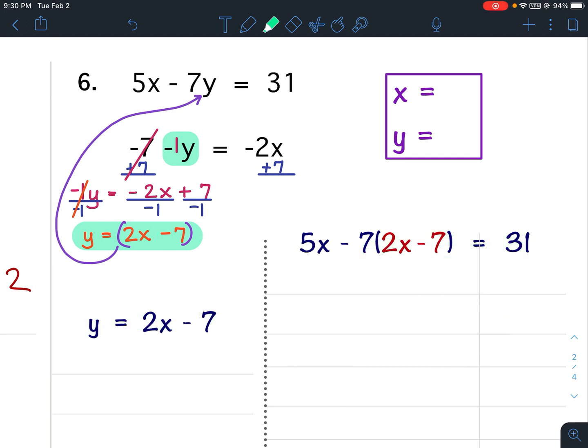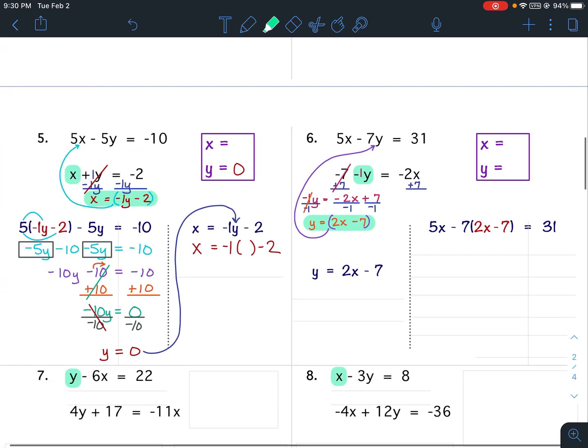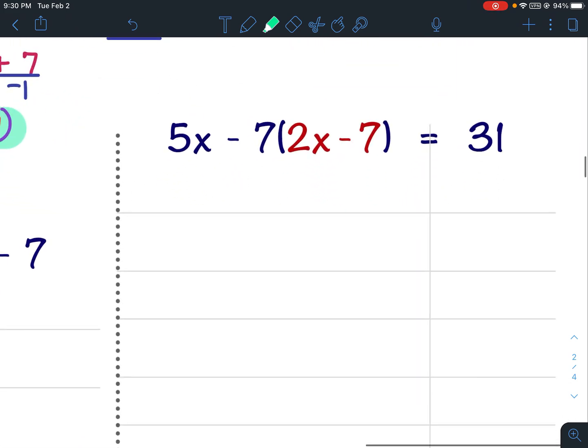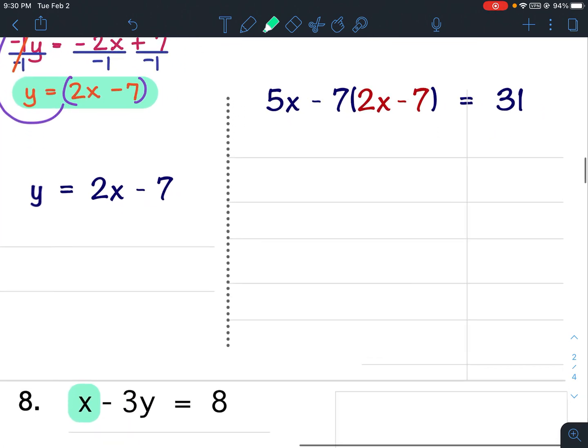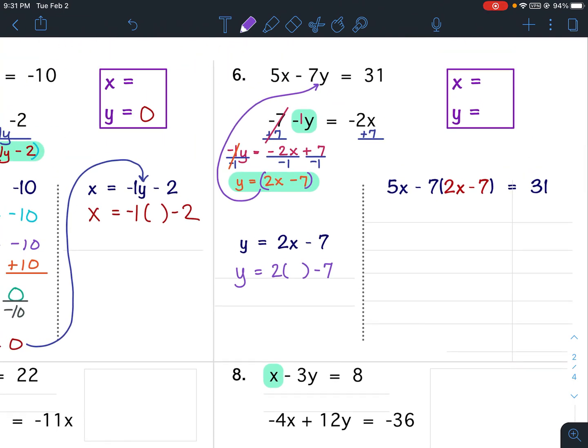So again, this one you are completely on your own, but all the steps are the same. Do the distributive property, combine like terms, variable terms to one side, constant terms to the other side, and then divide to figure out what x will be. And once you know what x is, you'll substitute it in for this x. So you'll have y equals 2 parentheses minus 7. And again, that's all the farther I'm helping you with number 6.